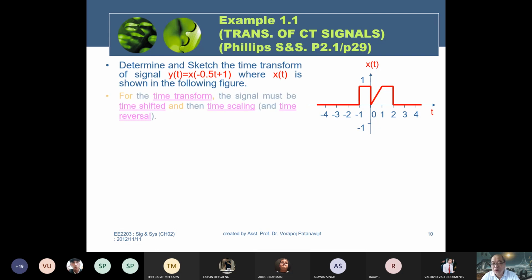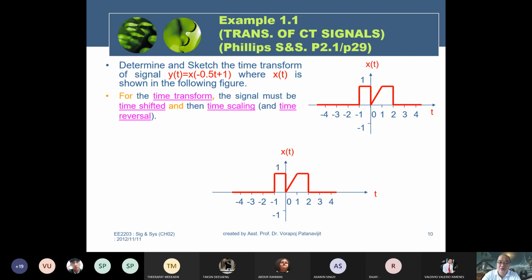In this case, we must take the time shifting first, and then the time scaling and the time reversal after that. For the time shifting, you shift by plus 1. If you compare with the original form, t naught equals minus 1. If t naught equals minus 1, it means you shift to the left hand side by 1. This gives you xt plus 1.